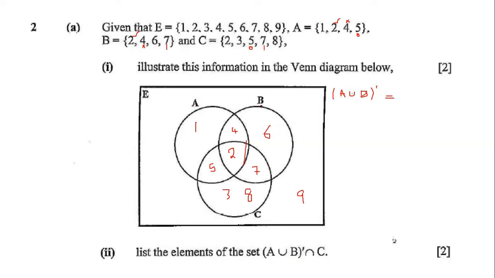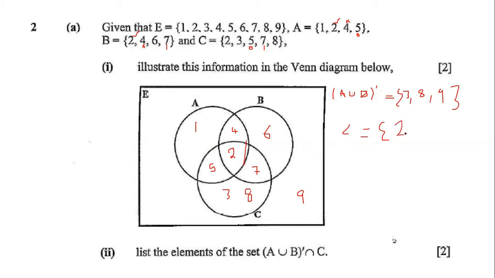So in A and B, it's this one here and that one here. The only numbers that are not part of them are 3, 8, and 9. Then you go to list C. C is outside, so let's list C. C is everything there: 2, 3, 5, 7, 8. That is our C.